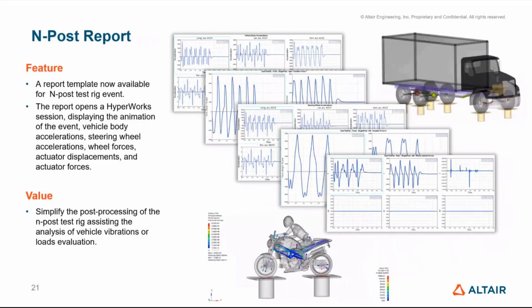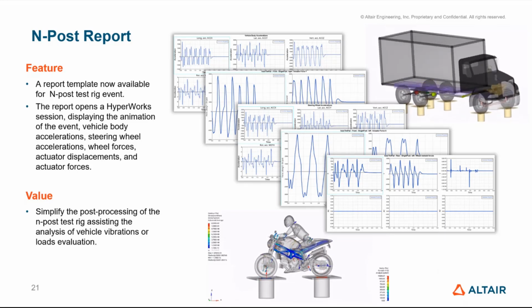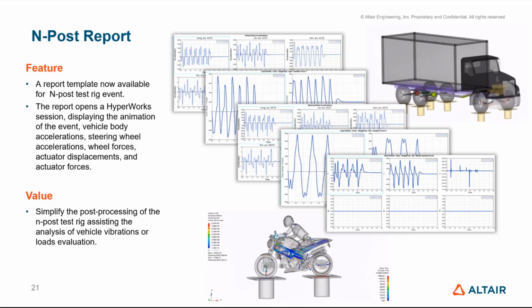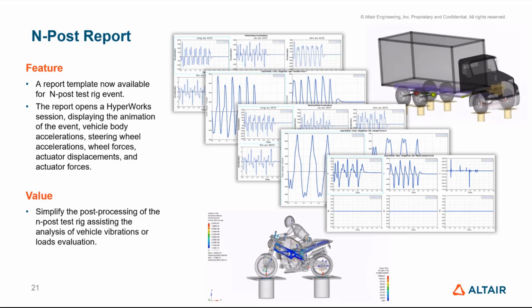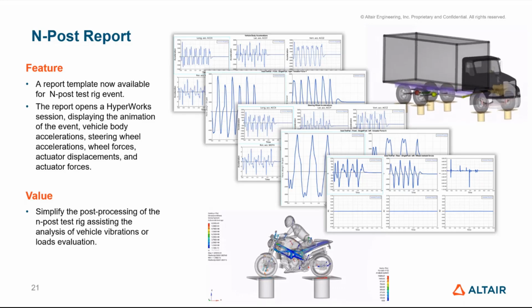And then finally, the end post test rig has been expanded with a new report. The report opens a new HyperWorks session and displays the animation of the event, as well as various plots with primary information such as vehicle body and steering accelerations and wheel and actuator forces. The advantage is that you don't have to create these diagrams manually anymore.